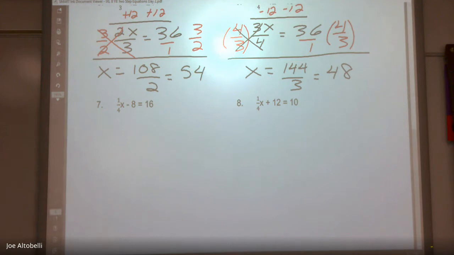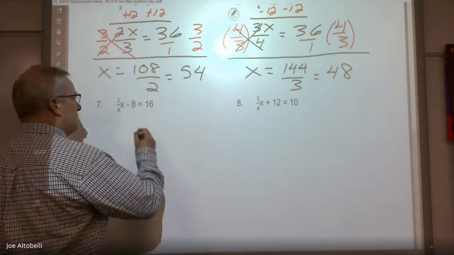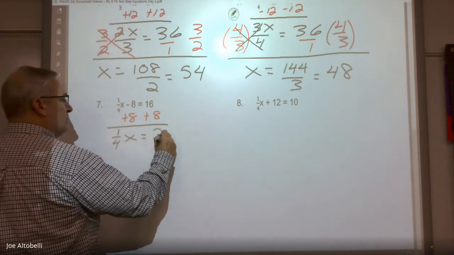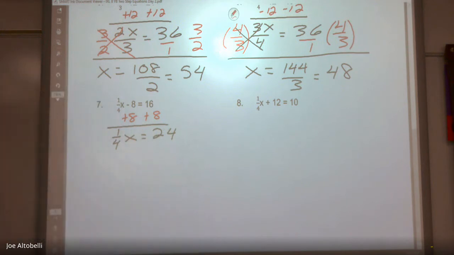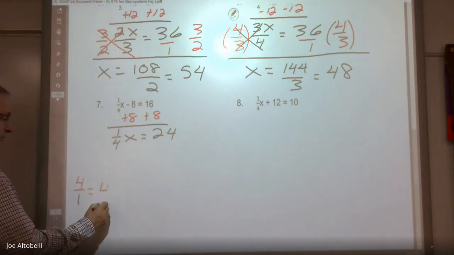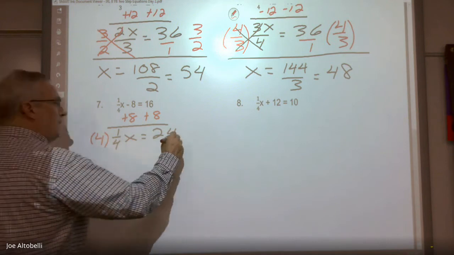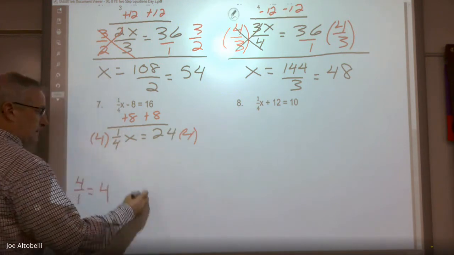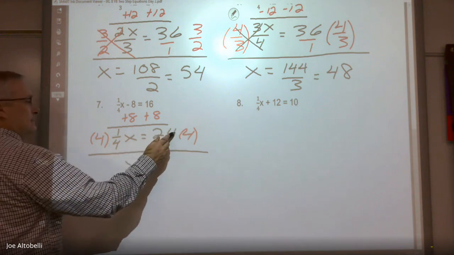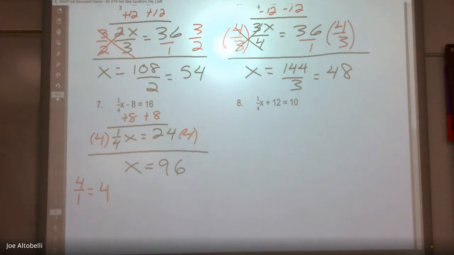All right, number 7. We're going to add 8. Okay, to undo the subtract 8, we add 8. 1/4 x is equal to 24. And then what am I going to do second step? I can multiply by 4 over 1 or just multiply by 4, right? Because 4 over 1 is the same. 4 over 1, that's equal to 4, right? So I could just multiply by 4. 4 times 1/4 is 1. So I get x equals 96. 24 times 4 on your calculator is 96.